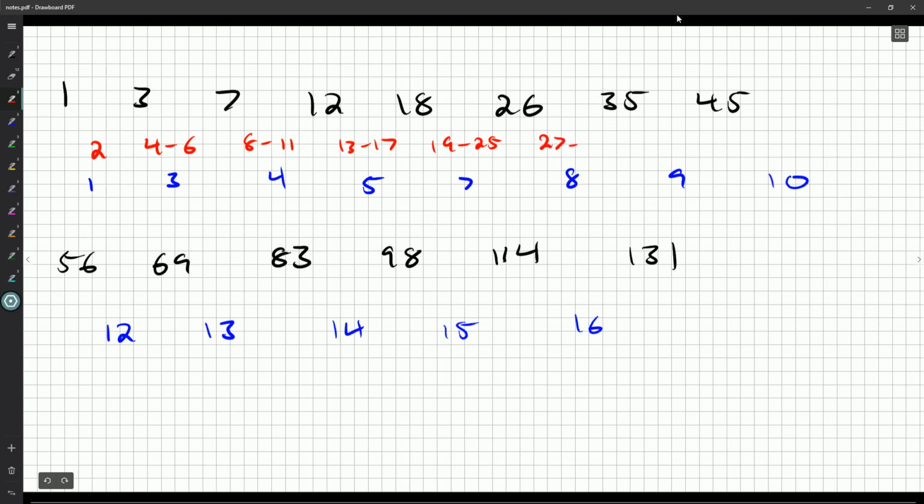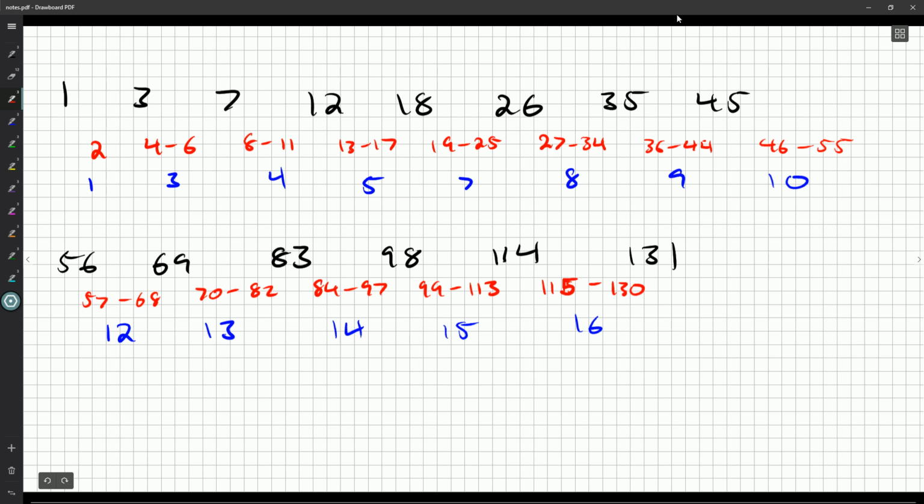27 through 34. These numbers 36 through 44. 46 through 55. 57 through 68. 70 through 82. Okay. 84 through 97, 99 through 113, and we'll do the last one here, 115 all the way up to 130. That's how many numbers are in between those, and that's 16 numbers in total.